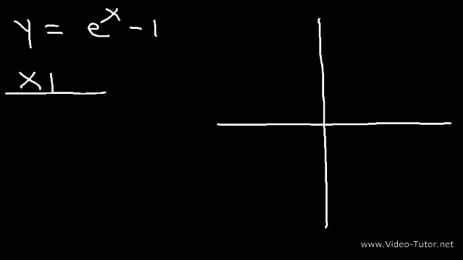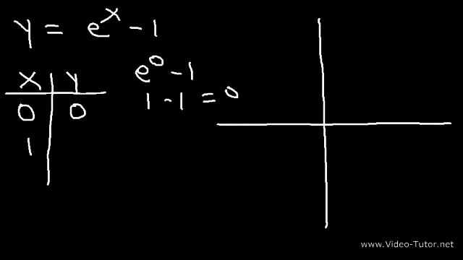Now just like before, we're going to plug in two values into x, 0 and 1. When x is 0, y will be equal to 0. E to the 0 is 1, 1 minus 1 is 0. Now when x is 1, what is the value of y? E to the first power, which is e, that's 2.7. 2.7 minus 1 is 1.7. And the last thing we need is the horizontal asymptote, which is y is equal to -1.